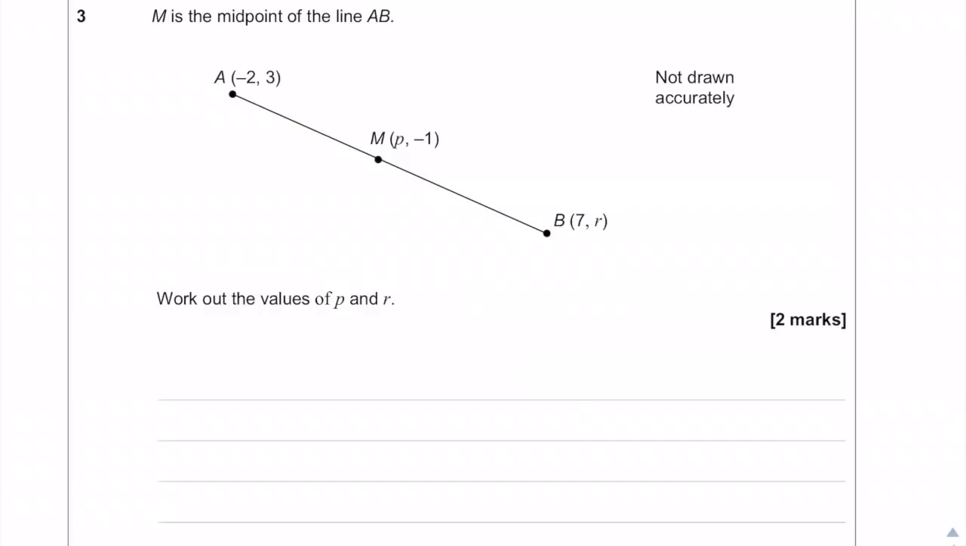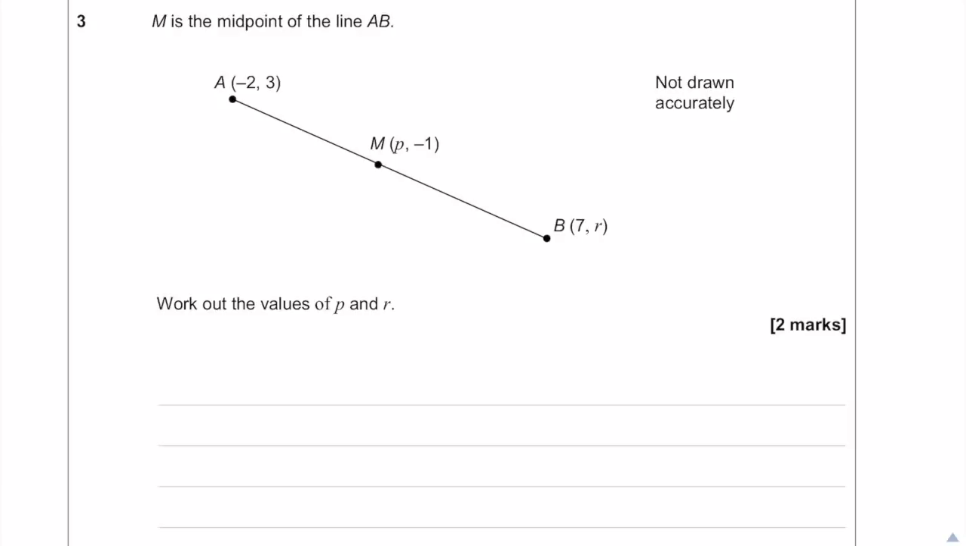Question 3. M is the midpoint of the line AB. Work out the values of p and r. Okay, so to work out the midpoint, what we need to do is add the x coordinates of point A and point B, and then divide them by 2. And then we also need to do the same with the y coordinates. So we can form two equations to work out what p and r are.